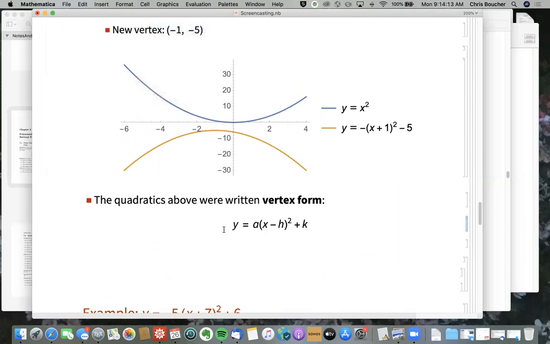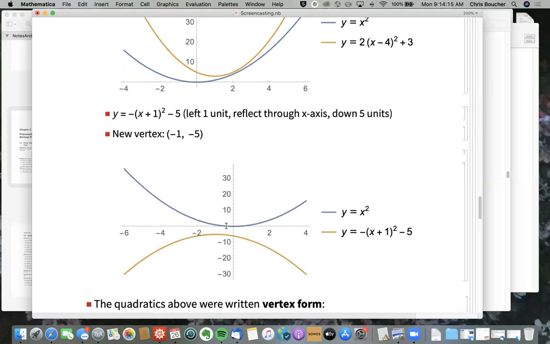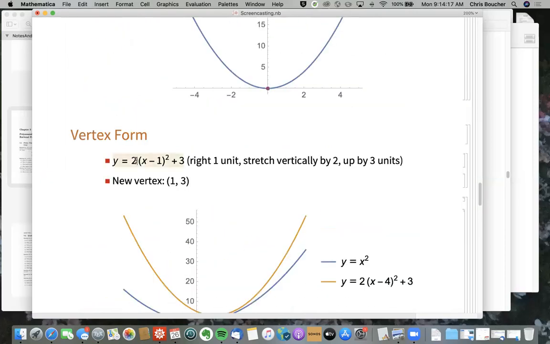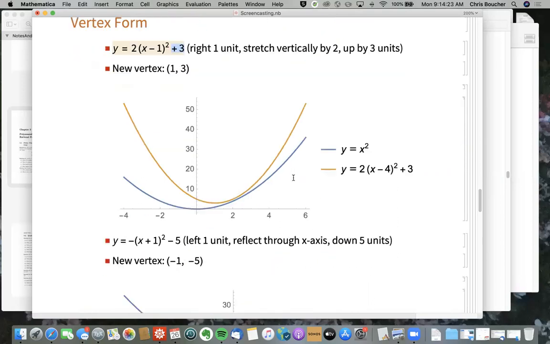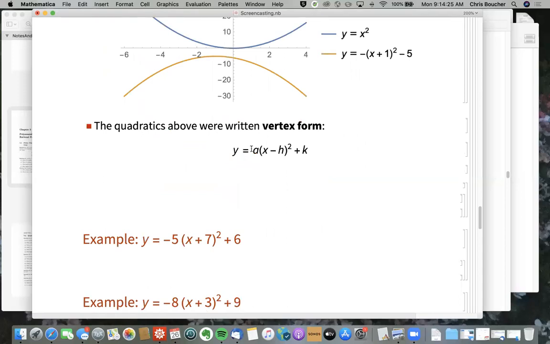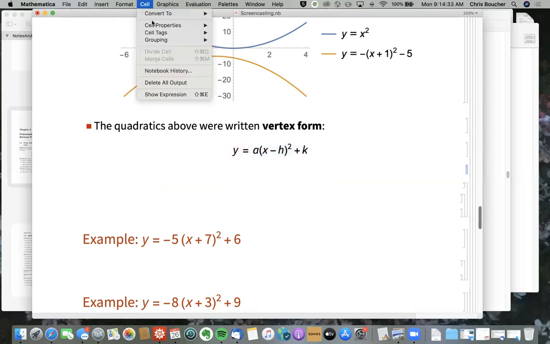Yes, this is what that looks like in general. You can see in both of these, I've got some number out front here, and then I have x plus or minus something squared, and then I have another number added on the outside. So here is a generic way to do that. And I can see the shifts here. So I shift by h horizontally and by k vertically.